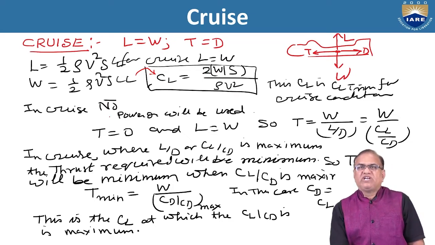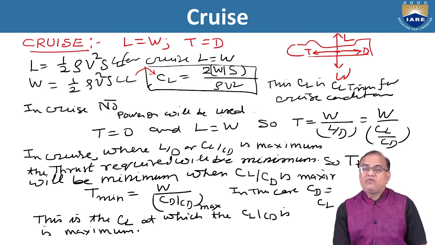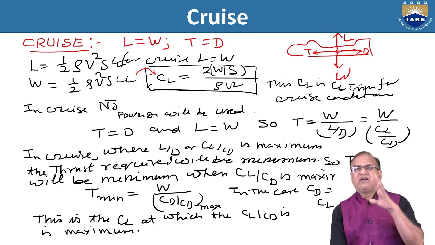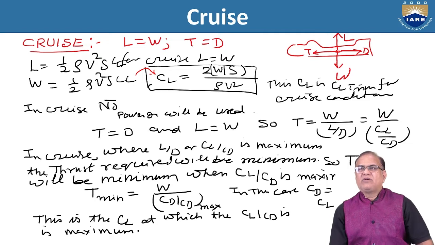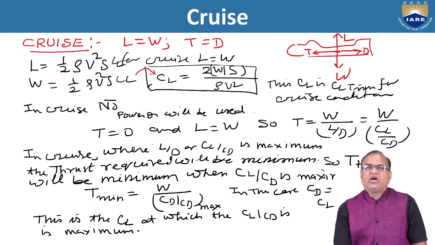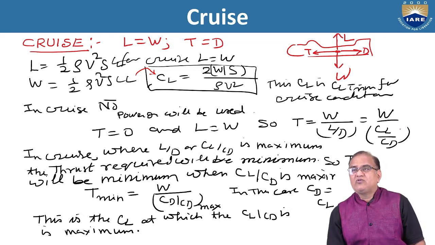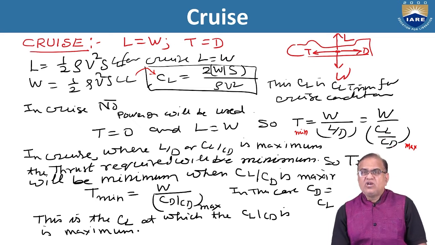In cruise, the neutral point power on will be used. We have discussed that if the aircraft is taking off or cruising, we have to take N naught power on. This N naught power on will always be less than N naught power off. Here for T is equal to D and L is equal to W, we can write that thrust is equal to W by L by D, or W by CL by CD. In cruise, where L by D or CL by CD is a maximum, we will get T minimum. So if you want thrust minimum, the CL by CD ratio should be maximum. In this case, thrust minimum is equal to W divided by CL by CD maximum.